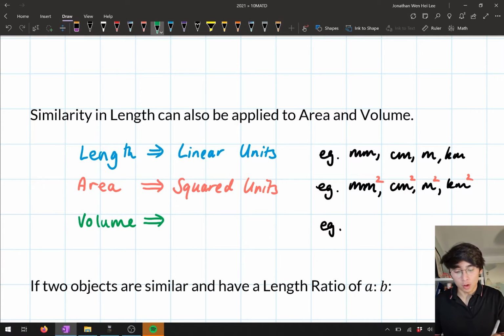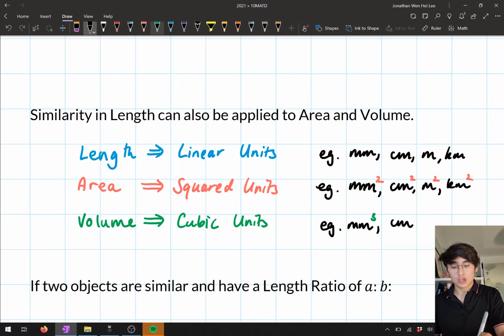And the final part was volume, which was measured in cubic units. And so here we had millimeters, instead of squared, it was cubed. Centimeters cubed. Meters cubed. And kilometers cubed.